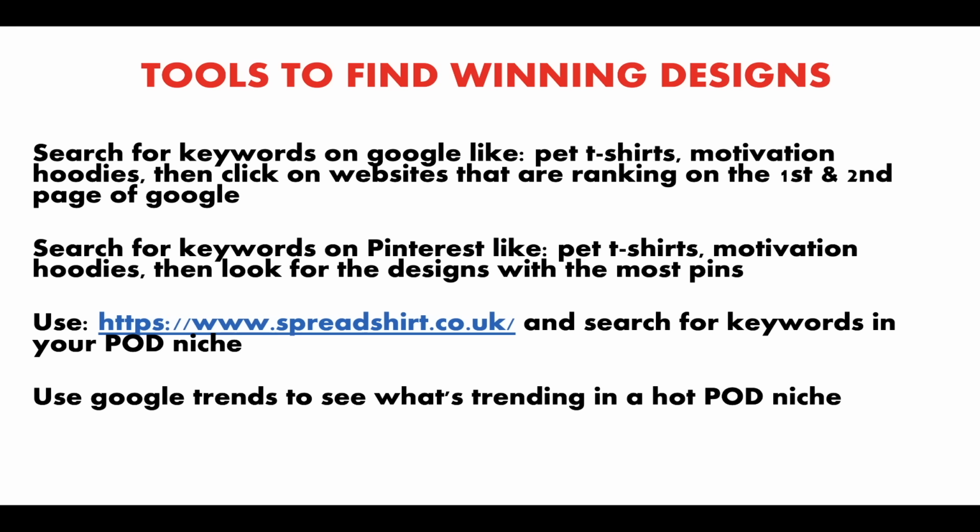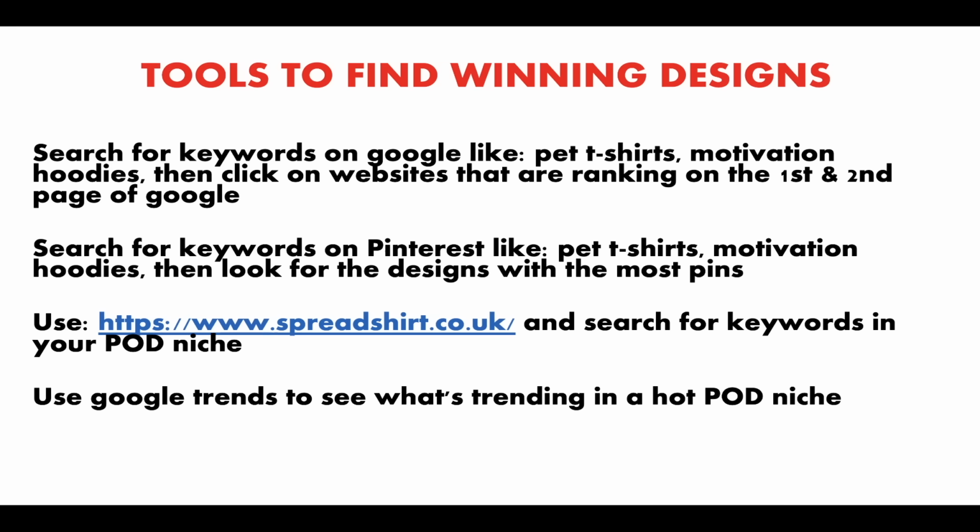Now, also something to bear in mind, I will be showing you exactly how to use all of these different tools after I explain them. So the first strategy that you can do is to search for keywords on Google like pet t-shirts, motivation hoodies, then click on the websites that are ranking on the first and second page of Google. That way you get to see exactly what other people are doing in those niches.